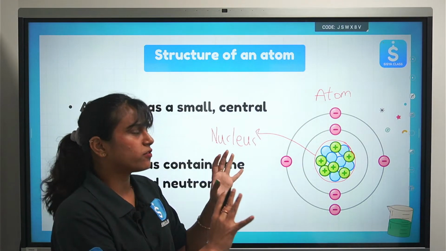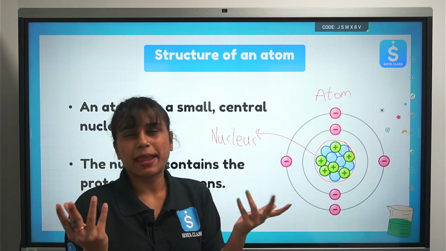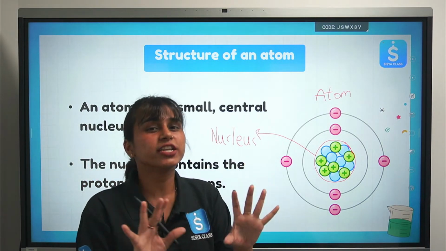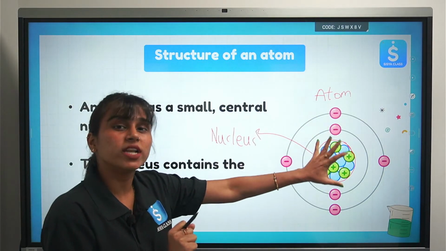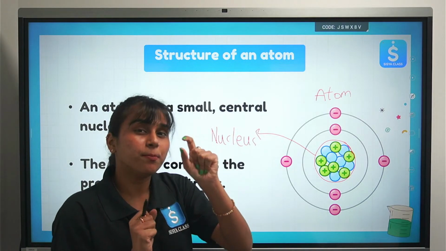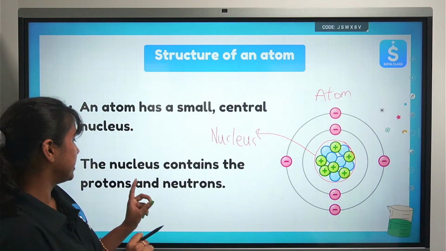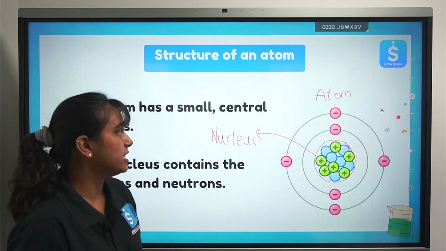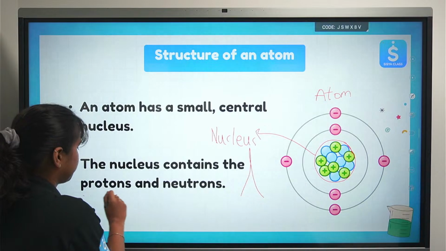Apart from this nucleus, the atom is mostly empty, you can say. It is majorly empty. The majority of the mass of the atom lies only in this small, central part, the nucleus. The nucleus contains 2 subatomic particles, that is the protons and the neutrons.